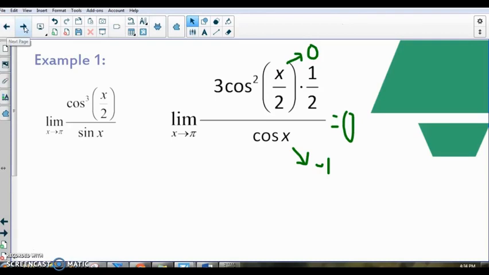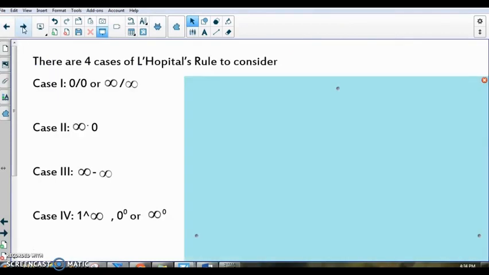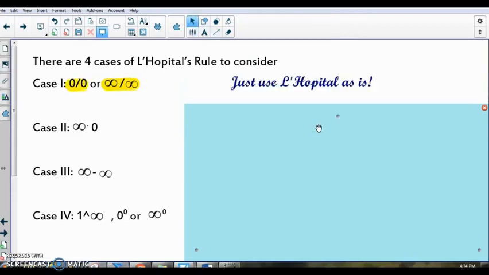All right, so we're going to continue down this path. But the first thing I'd like you to understand is really that there are 4 possible situations. And the first one was when you have 0 over 0. We just did that. That's pretty typical. We did that last year. So if that occurs, or if you have infinity over infinity, both of those are really going to behave in the same way as each other. We call that case 1. And you just use L'Hopital's rule as is. So derivative of the numerator over the derivative of the denominator.